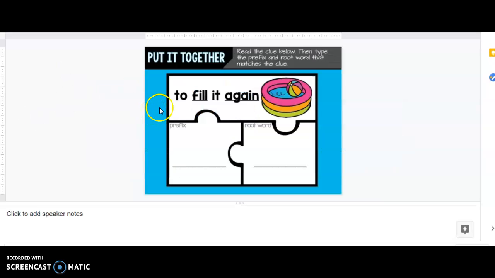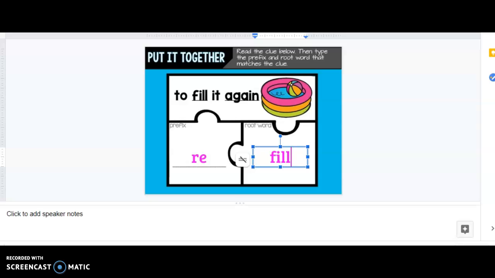On this slide, you are going to put the correct prefix with the base word. The base word is the word that you add the prefix to. For example, this says to fill it again. We know that the prefix re means again. So we would write re here. And then our root word, which is also called the base word, is the word fill. So we would write the word fill here. And together we have refill.